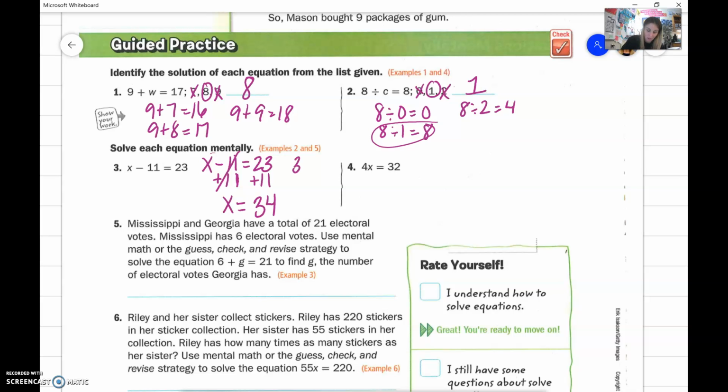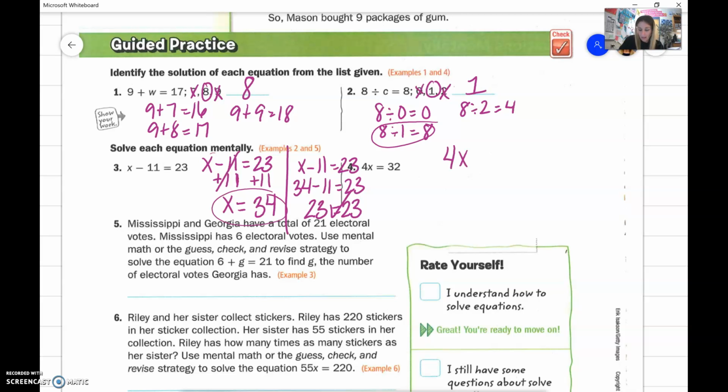I'm going to go back and check to make sure this works. So I'm going to replace my variable. I'm going to go x minus 11 equals 23. My x is 34, so 34 minus 11 equals 23. I check with my handy dandy calculator. 34 minus 11 is 23. Does 23 equal 23? Check. So my answer is 34.